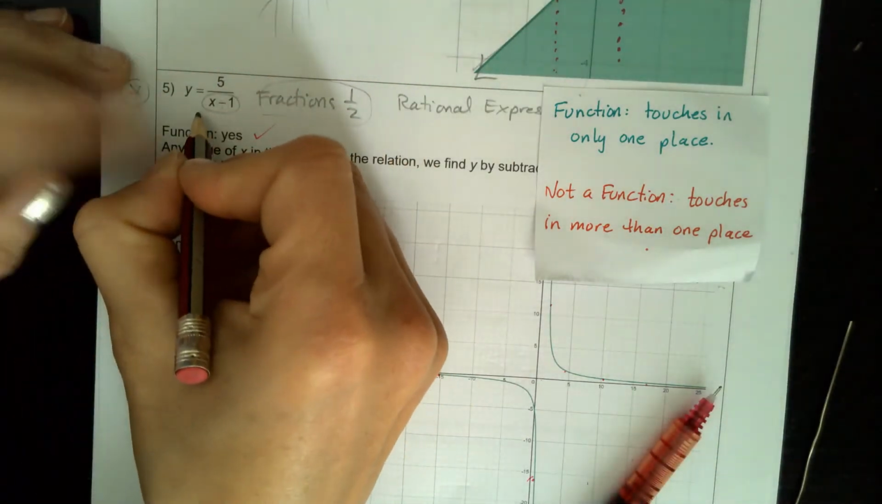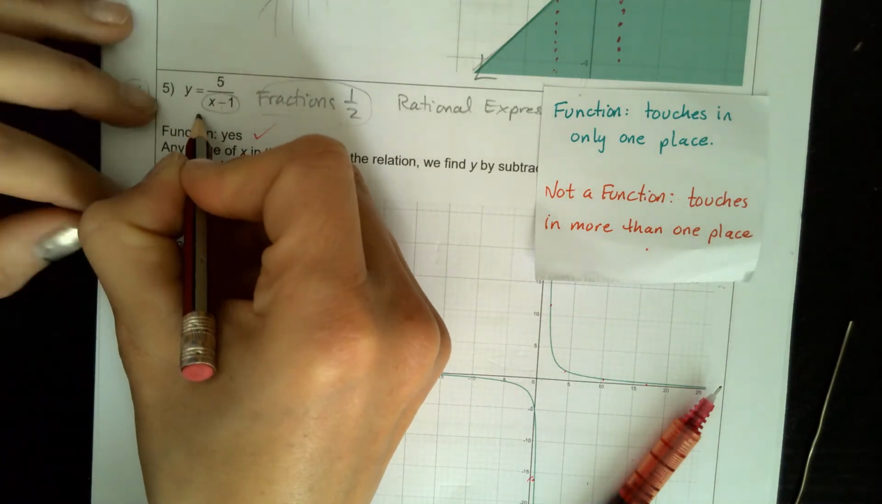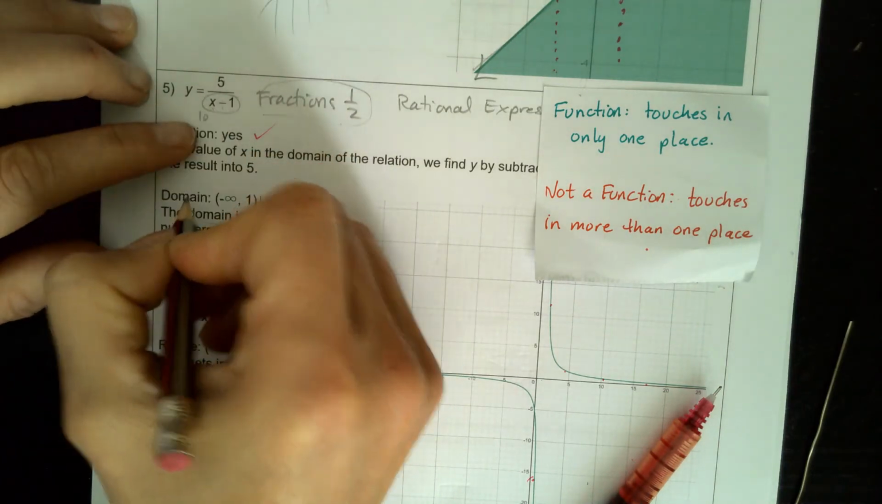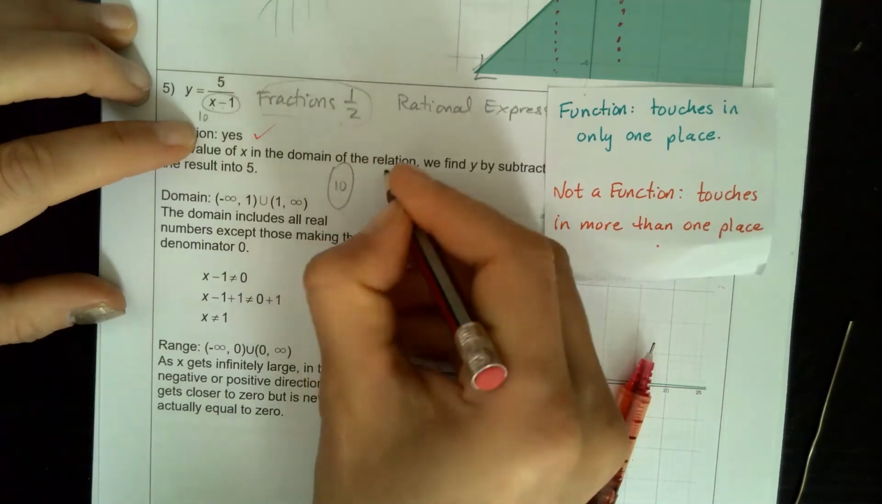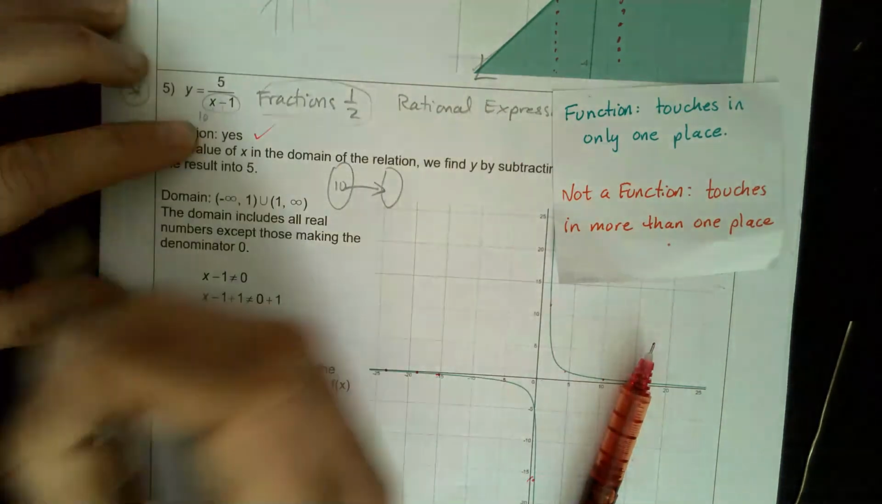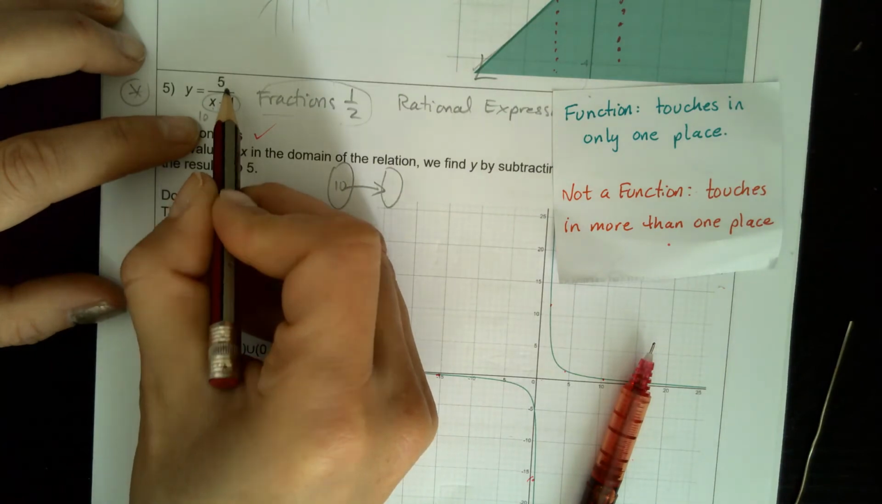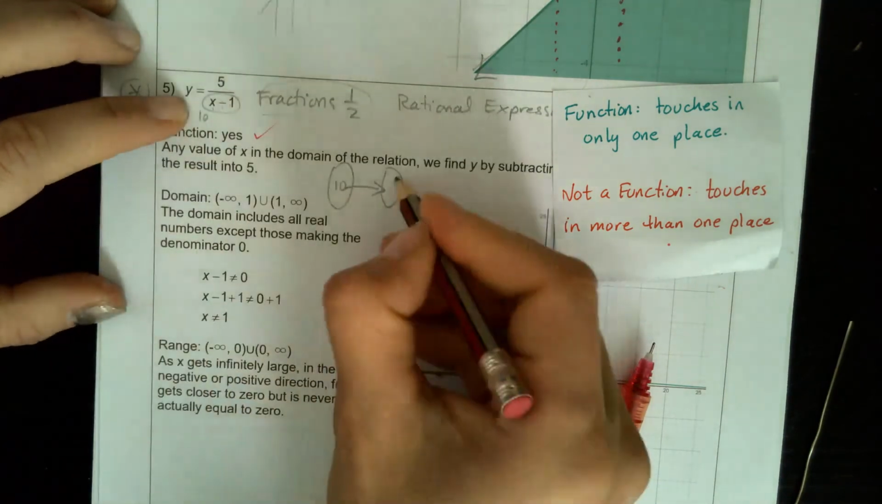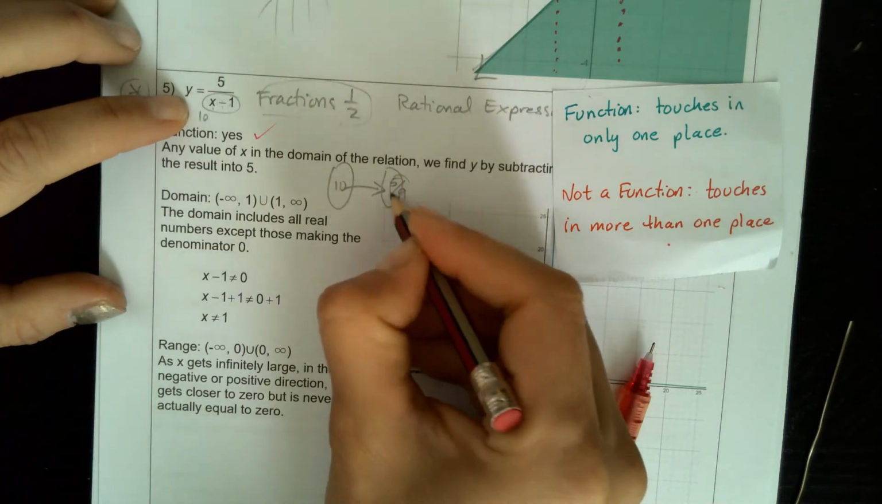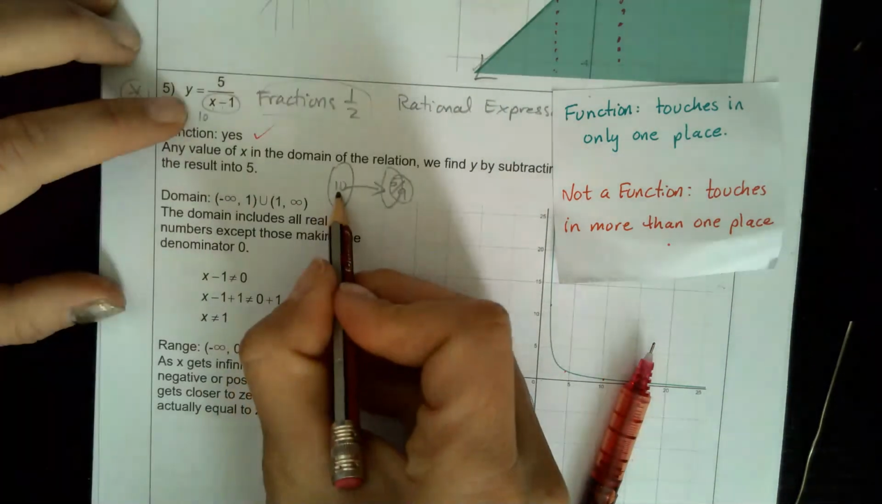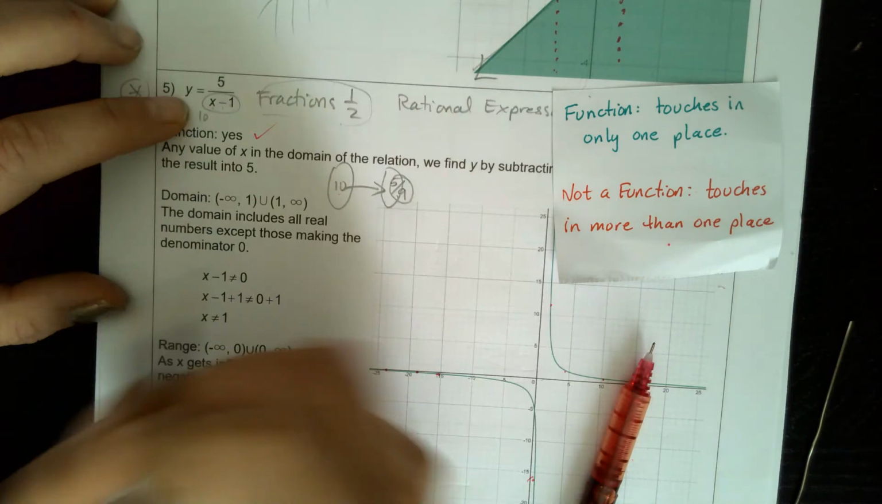Say, let's say 10. If x is 10, so I'm going to put in a 10 and see what comes out. 10 minus 1 is 9. And then I have 5 over 9. Y is equal to 5 over 9. So like a fraction. So if I put in a 10, a 5 over 9 comes out.